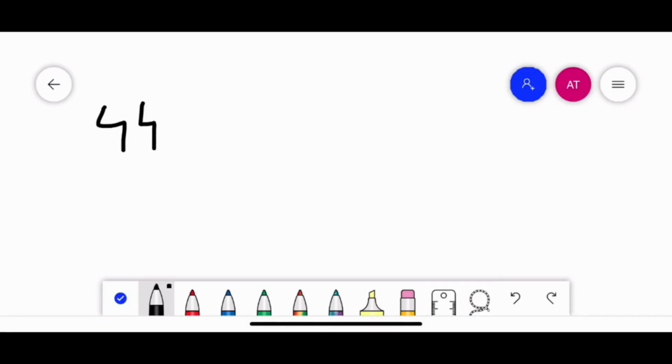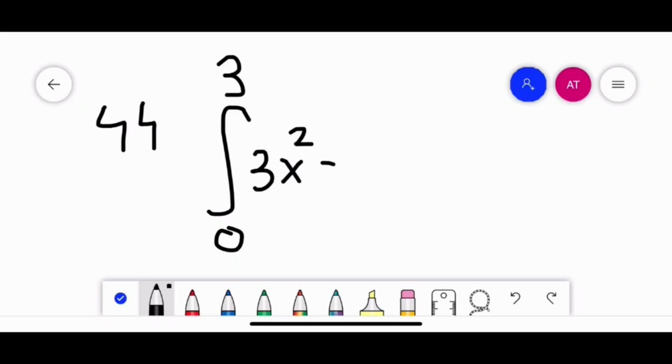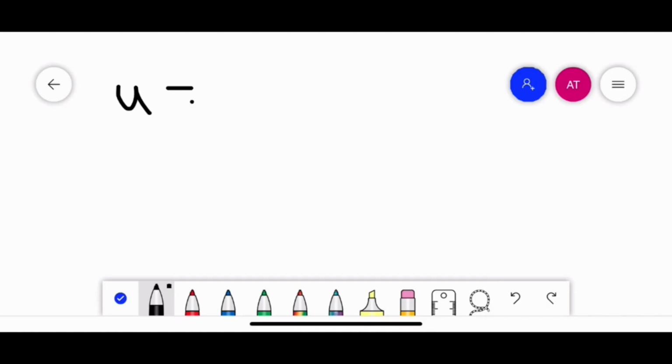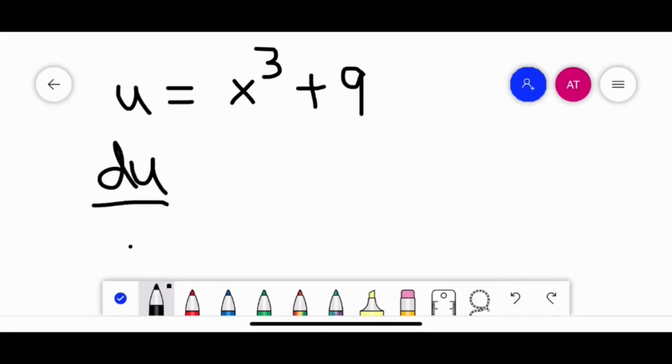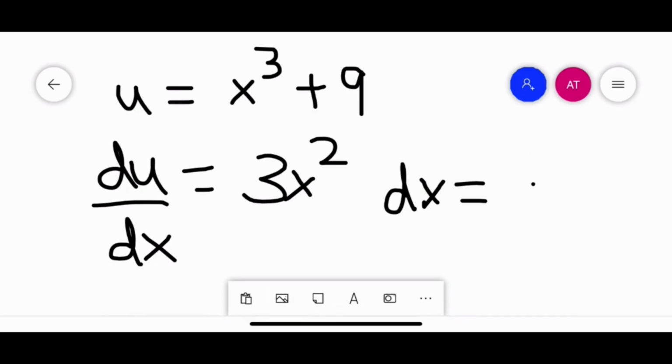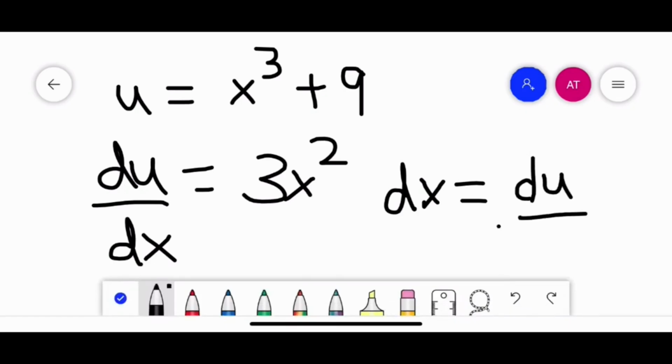In question 44, they ask us to find the integral going from 3 to 0 of 3x squared radical x cubed plus 9 dx. For this question, we have to use the substitution method. So we say that u is equal to x cubed plus 9. Then we differentiate it, and du over dx is equal to 3x squared. Then in the substitution method we make dx the subject of the equation, so dx is equal to du over 3x squared.